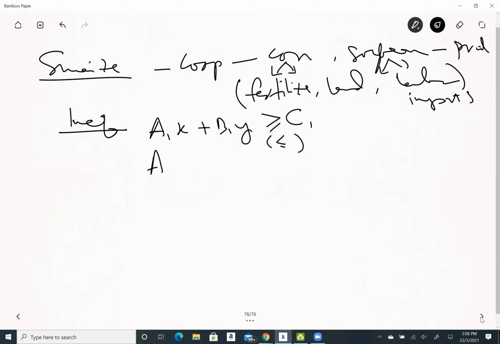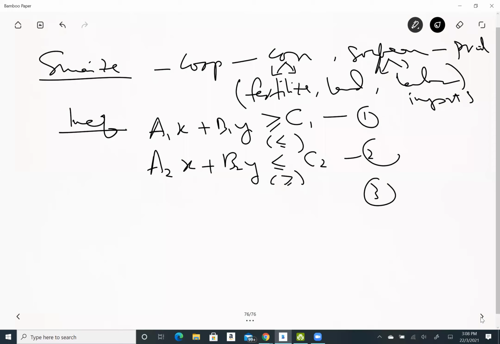And then you can have A2x plus B2y less than or can be bigger than C2. So you can have at least 2, all right? You can have more, or you can have a third one, okay? So from this information here, you want to come up with the inequalities.